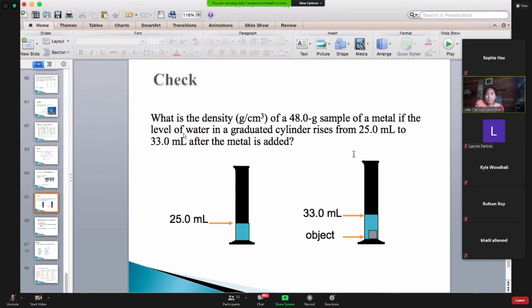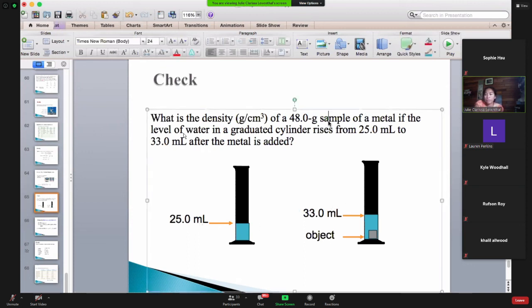Here, density of a metal. Okay, like I said, this is your displacement. So 48 grams of metal, if the level of water in a graduated cylinder rises from 25 to 33. So here, how much volume does the metal occupy? Yes, we will get this on the what chart? Oh yeah, if I ask you the ID of a substance, then you will have a chart.